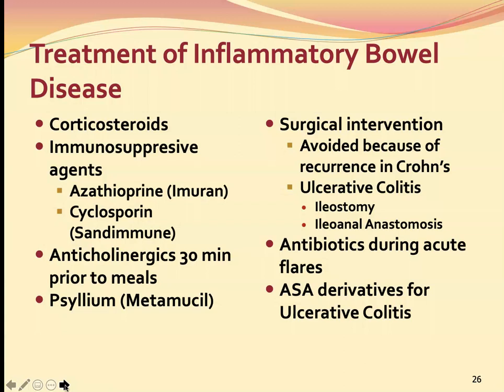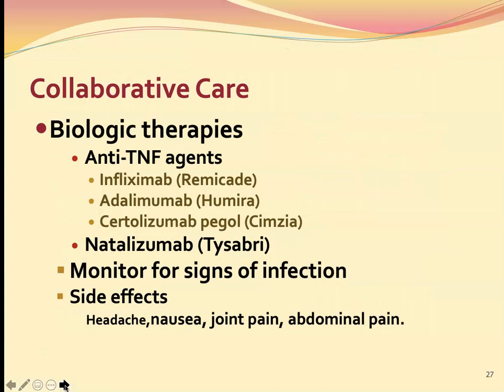Patients get antibiotics during acute flares, and antibiotics include Flagyl, and then aspirin derivatives for ulcerative colitis. Biologic therapies include anti-TNF agents as listed there. Patients should be monitored for signs of infection, and the side effects include headache, nausea, joint pain, and abdominal pain.